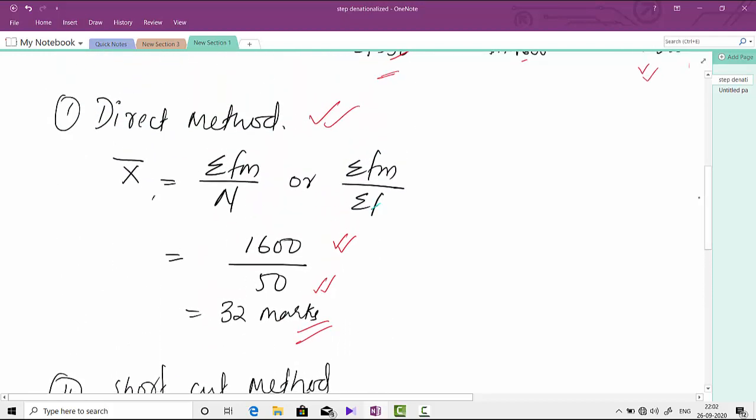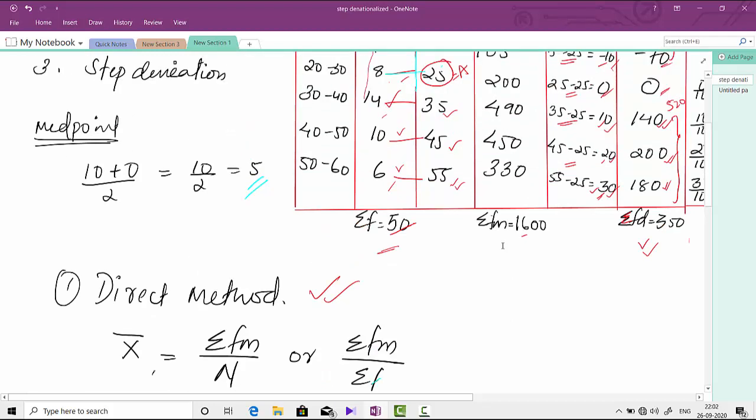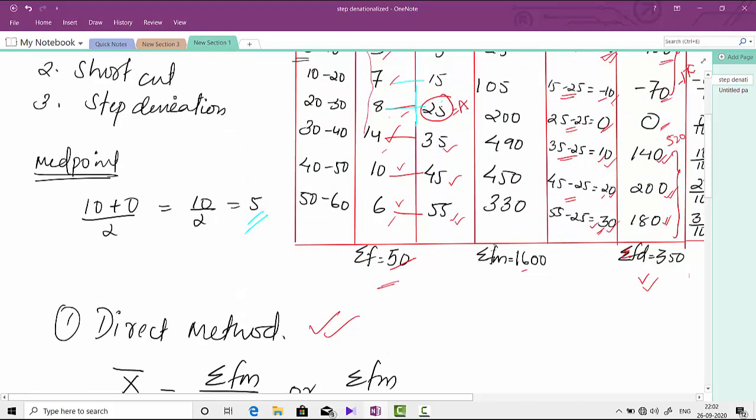So we got 32 in the step deviation method, we got 32 in the shortcut method, and we got 32 in the direct method. So we got the same answer in all three methods. That means our answer is correct. This is how we calculate arithmetic mean in the direct method, shortcut method, and step deviation method for a continuous series.